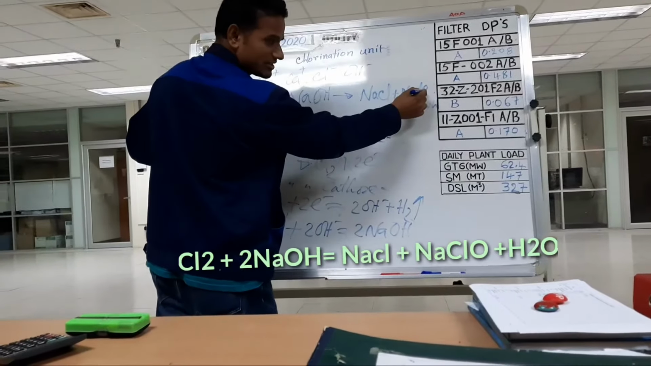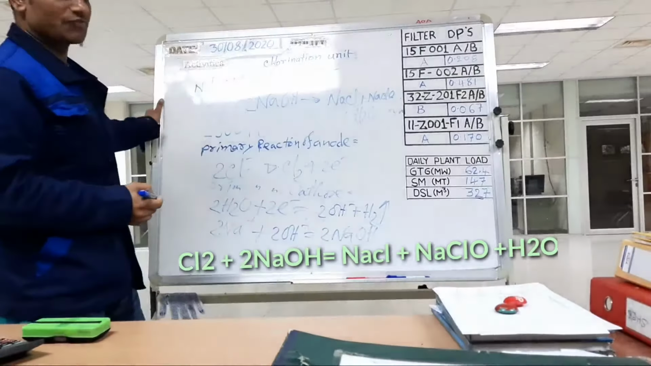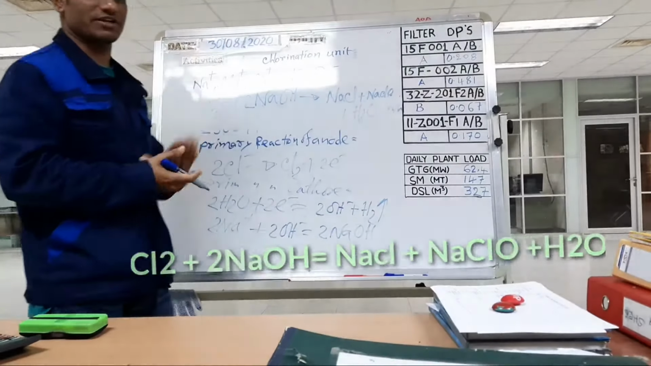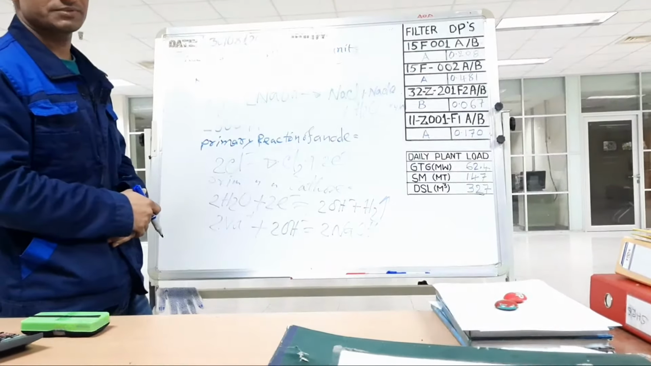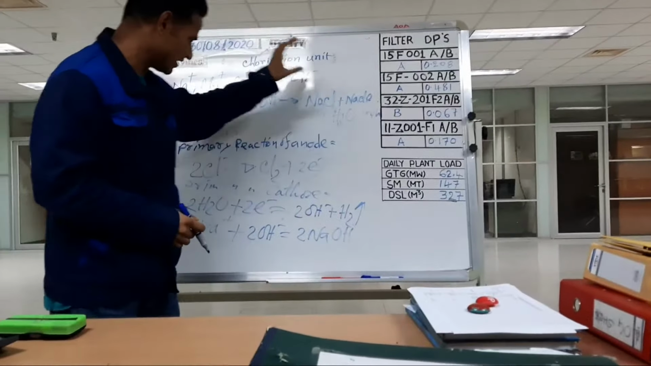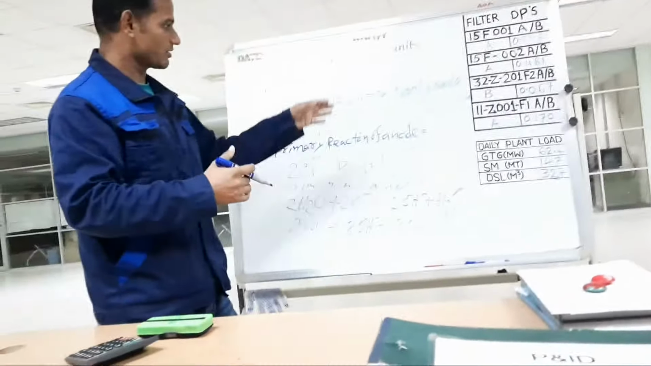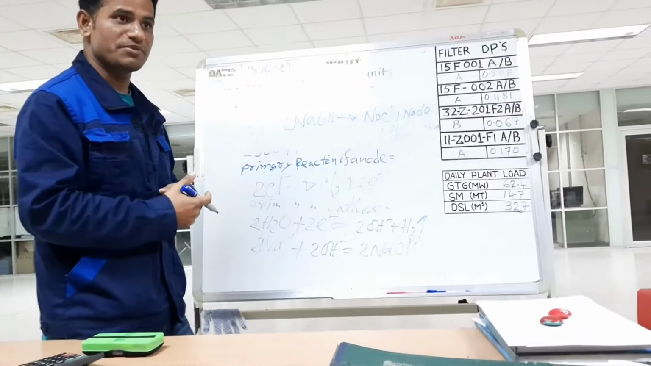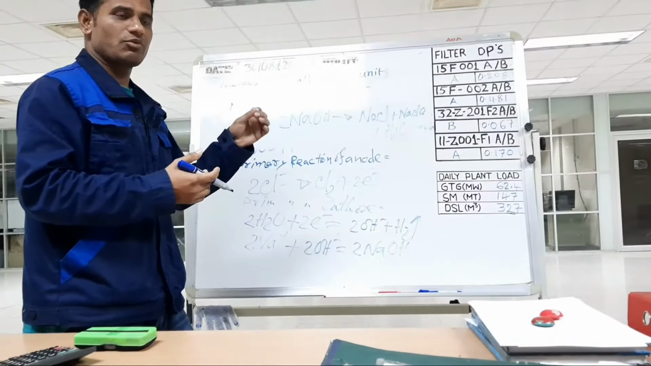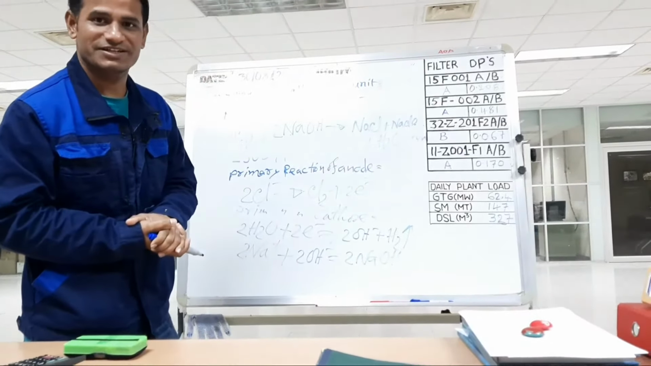One oxygen is already added this side, so remaining is water. So finally we found sodium chloride, sodium hypochlorite and water. This is the final reaction. Okay, we are getting sodium chloride, sodium hypochlorite, water and hydrogen. Okay, so this 197 meter cube, this product will enter where? In the hypodosing storage tank.